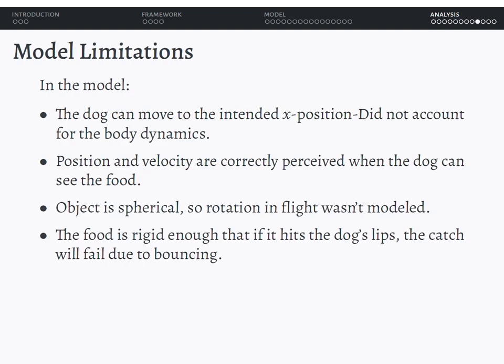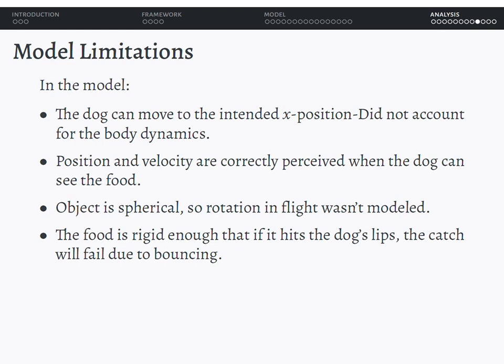Although this model is quite complex, it does not account for everything. In the model, the dog has good enough control of its body to move its head to the correct position. It also correctly perceives the food's position and velocity up to the point where it breaks eye contact by opening the mouth. Furthermore, only spherical objects were considered, so we didn't model rotation in flight.